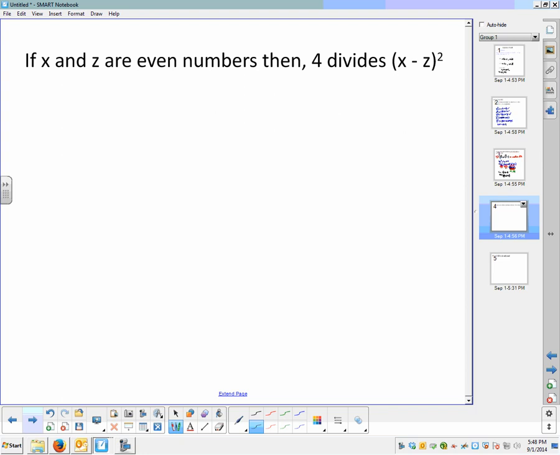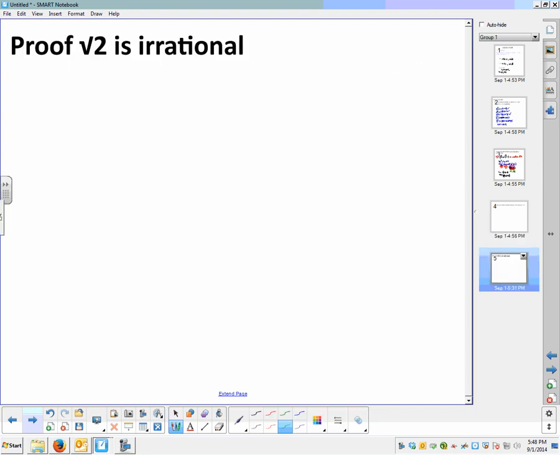This last bit of the video is just for fun and interest, because I think it's one of the neatest proofs, but it's not on the IB syllabus, as far as I can tell. So I'm going to prove that root 2 is irrational. And this is called a proof by contradiction. And it works like this. So what I'm going to do is I'm going to assume the opposite. I'm going to assume that root 2 is rational. And I'm going to prove that that can't be the case.